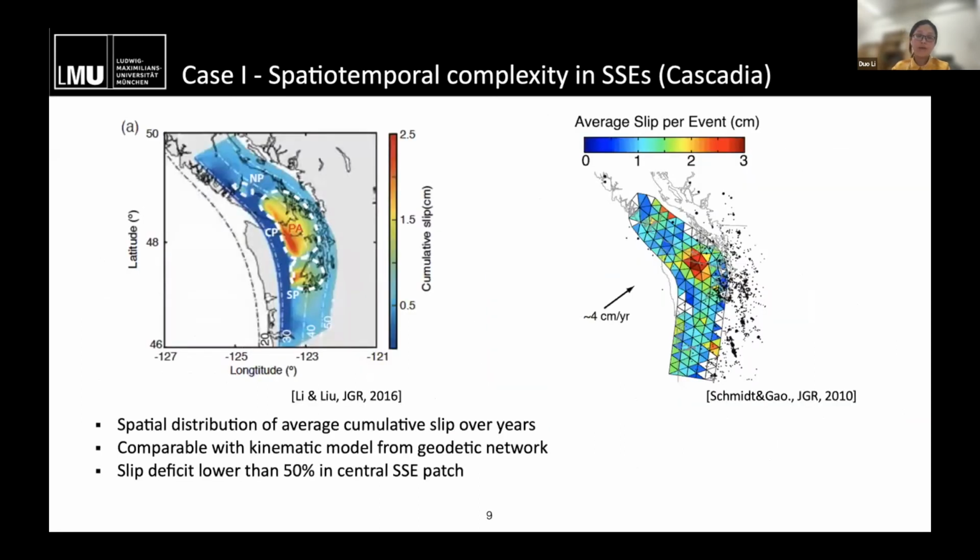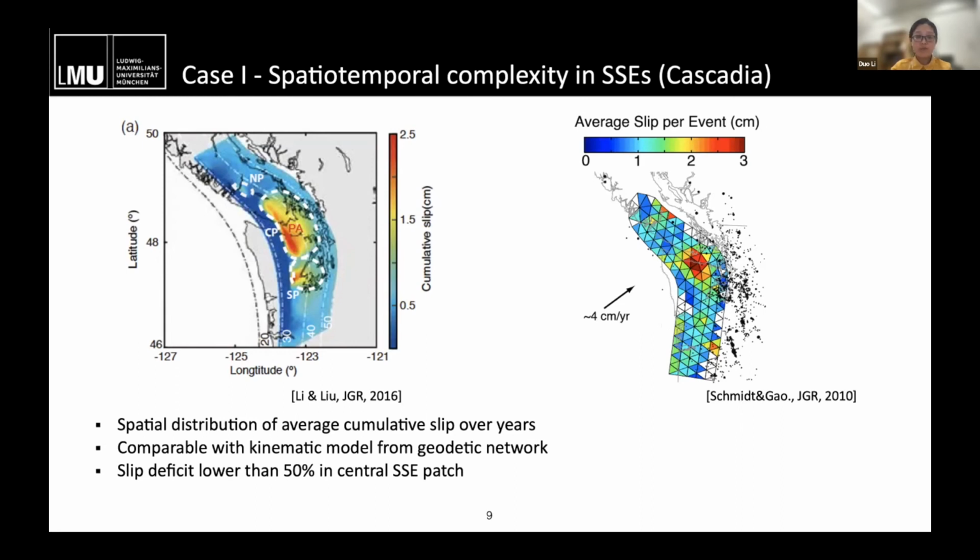We compare our model result with the geodetic inversion result. On the left, we plot the average slow slip on northern Cascadia, and the color shows that the maximum average accumulated slip appears in the center, which is about 2.4 centimeters. And this agrees quite well with the geodetic inversion in Schmidt and Gao 2010.